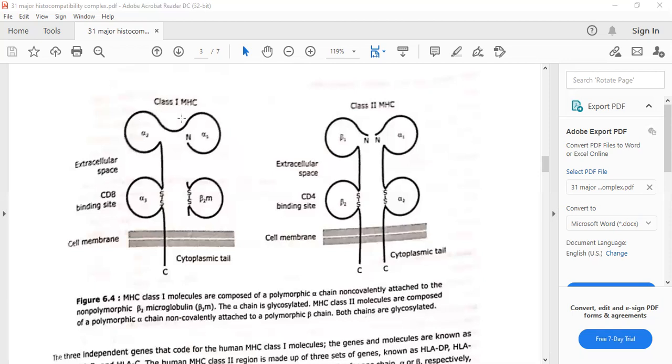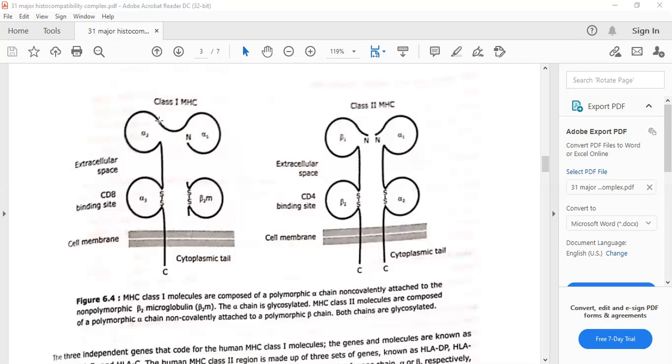This region is known as the peptide binding groove, and on this peptide binding groove, the MHC molecule presents the antigen to other cells.